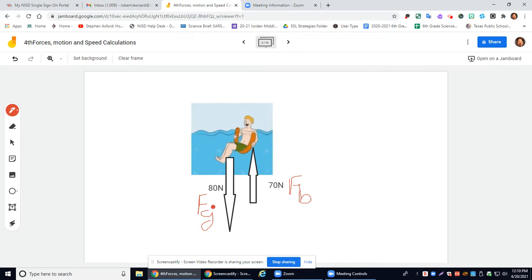Little b. All right, because these are going in opposite directions, I have 80 newtons down and 70 newtons up. Because they're going in opposite directions, again, I'm going to subtract, and I get a net force of 10 newtons going down. So in other words, what's going to happen to him? He's going to move down, or you could say he's going to sink. Again, this is called our net force. It's our answer. So our net force is 10 newtons down, and he is going to sink.